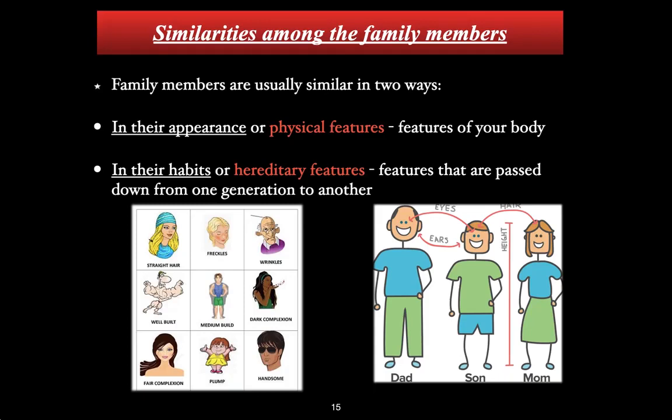Second point is in their habits or hereditary features, which is features that are passed down from one generation to another. I would like you to look at the right hand side of the screen where you can see how the features are passed down from one generation, that is from your parents to you.